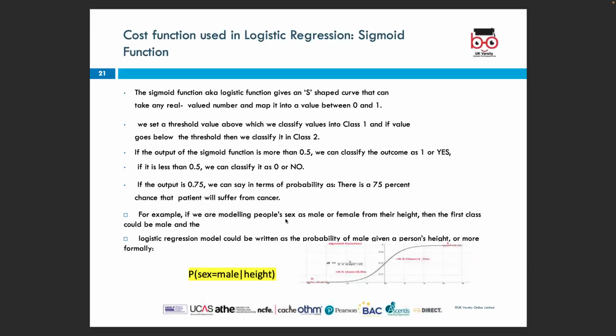For example, if we are modeling people's sex as male or female from their height, then the first class could be male. And the logistic regression model can be written as the probability of male given a person's height, or more formally, P(sex = male | height), and then we have this curve which is S-shaped.